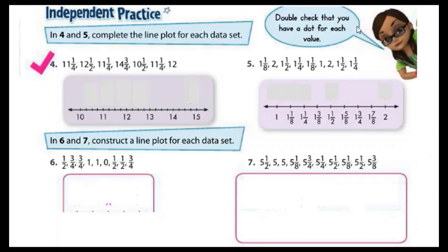Number 4, here is 11 and a quarter, 12 and a half, 11 and a quarter, 14 3/4, and 10 and a half, 11 and a quarter, and 12. So he helped you and made it easy by drawing the number line, dividing it, and putting the value under each point. So what you are going to do is to determine the frequency of each point.